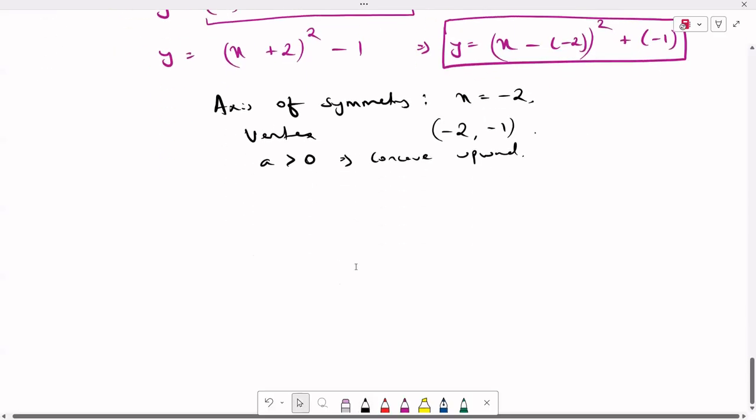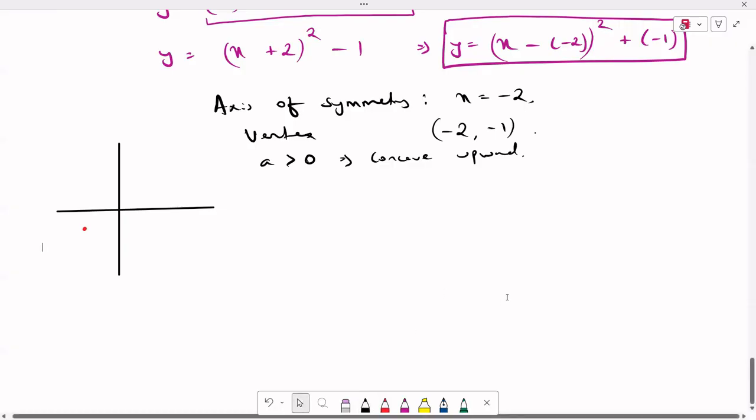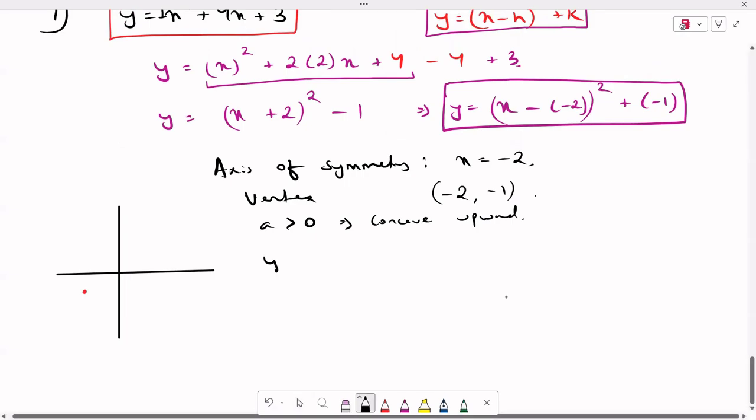So let me try to find out the y-intercept. Okay, so the y-intercept is a point. So if I try to do a rough sketch here, just to visualize what I have gotten so far. So (-2, 1) lies somewhere around here, and it is a concave upward parabola. So something like this. But still, I'm not very sure where it will cut the y-axis. So I need to find out the y-intercept. The y-intercept can be found by taking the value of x equal to 0 in the original equation.